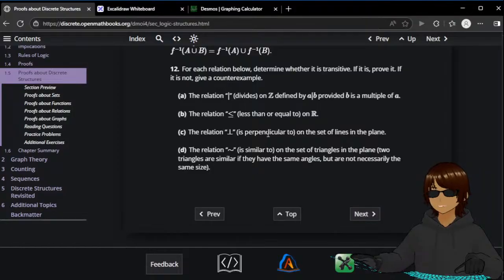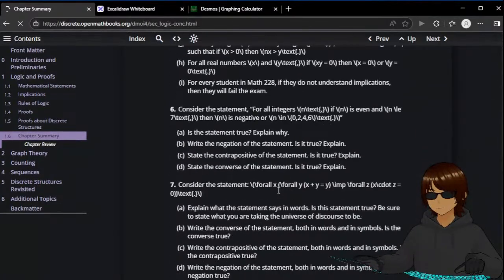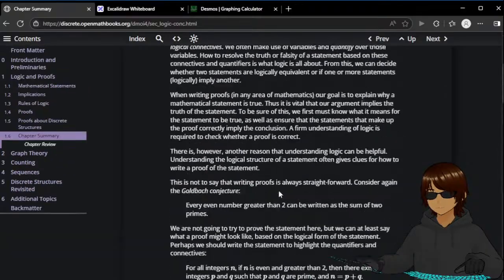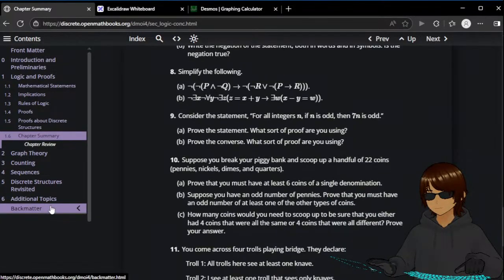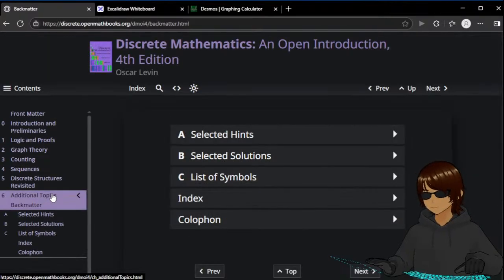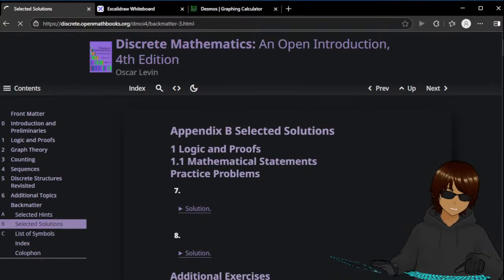The relation is perpendicular to on the set of lines on the plane. This is perpendicular. All right, then I will end the stream here. I want the answers to these questions. Never mind. I will end the stream here.